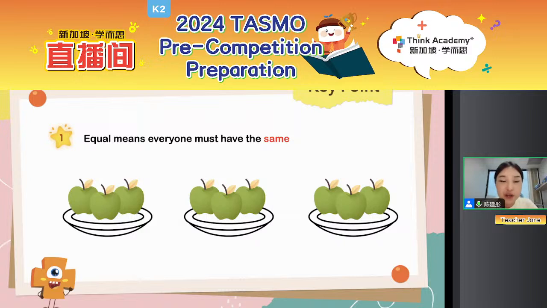Okay, so we can review our key points here. That is, equal means that everyone must have the same, or they will say, oh, it is not fair. I don't like it.